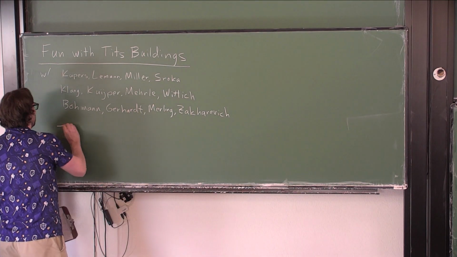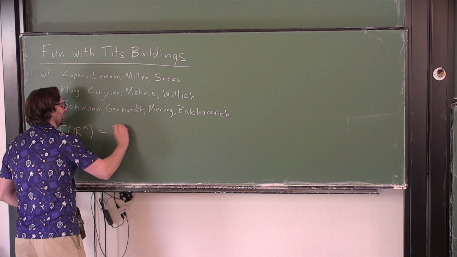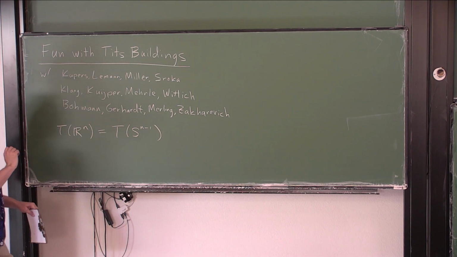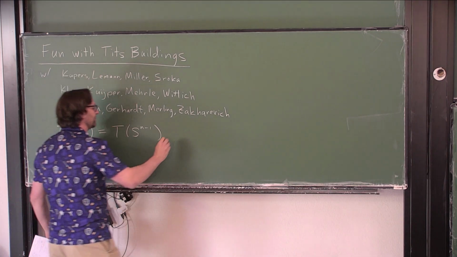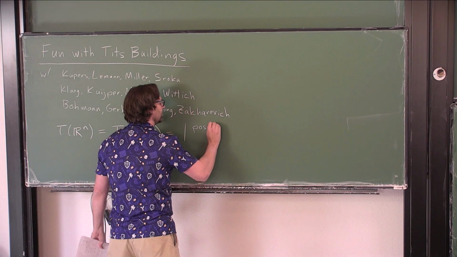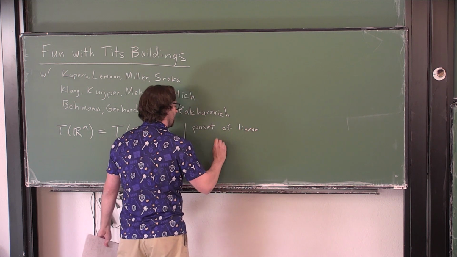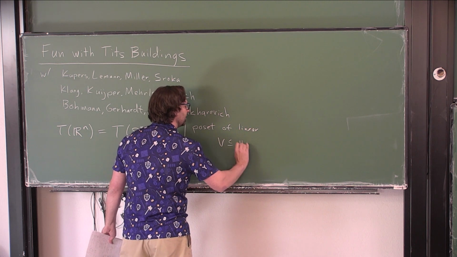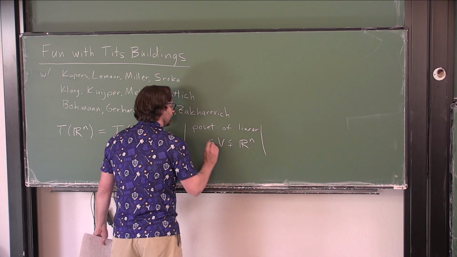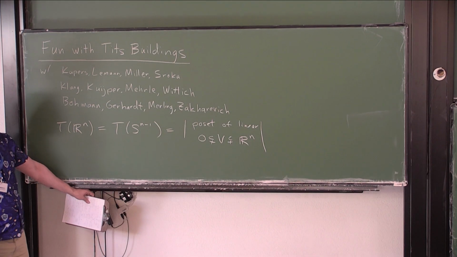Okay, so let T of Rn, I don't know if you've seen this before, although I'm also going to call it T of Sn minus 1. So I'm also going to call it the Tits complex of spherical geometry. So let this be the realization of the partially ordered set, or poset, of linear subspaces of V, which are contained in Rn. They're not allowed to be all of Rn, and they're also not allowed to be 0. Okay, so that's the Tits building for Rn.